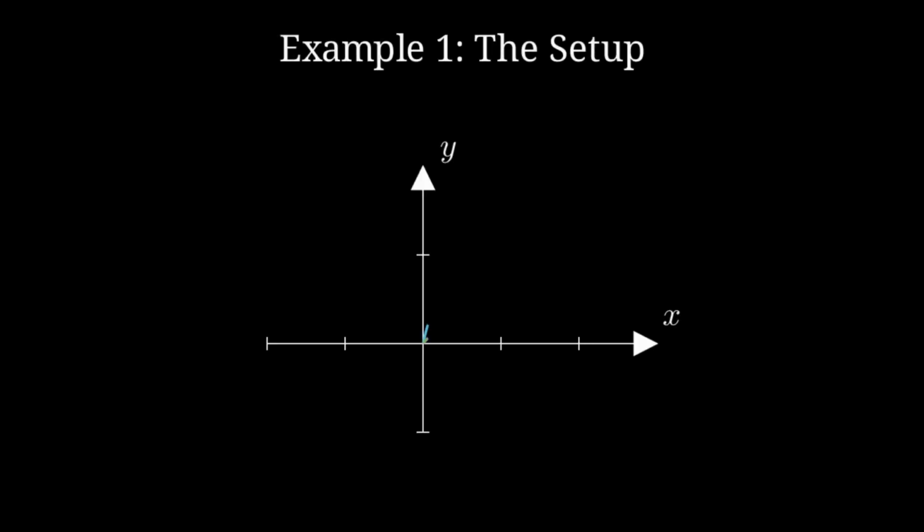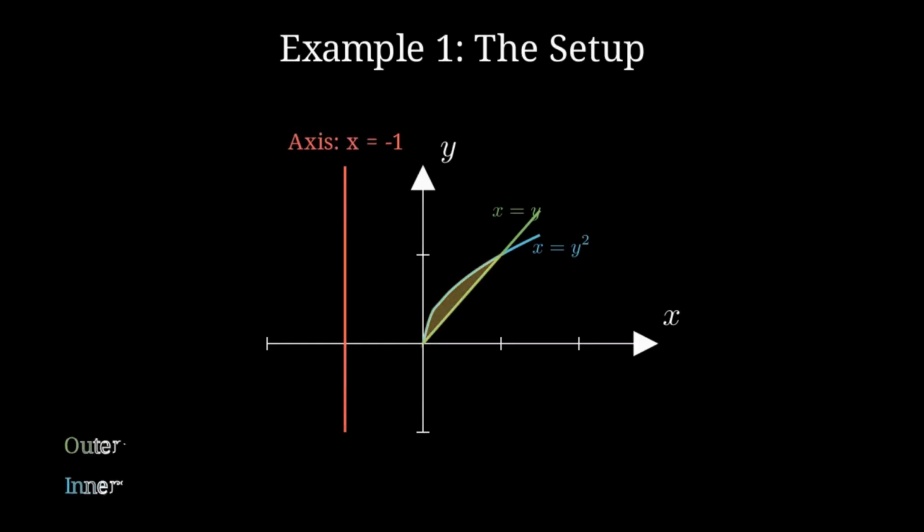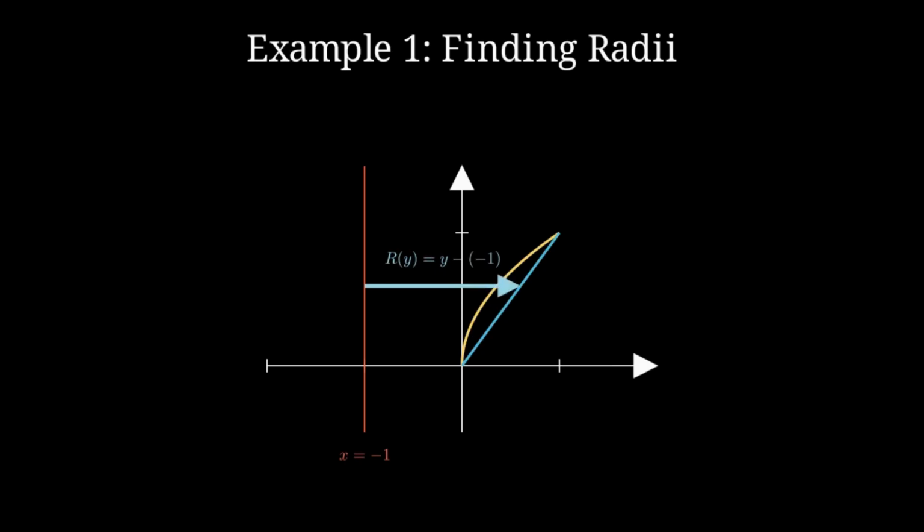We will rotate the region bounded by x equals y squared and x equals y around the vertical line x equals -1. First, we identify our bounds by finding where the curves intersect. Setting y squared equal to y, we find they meet at y equals 0 and y equals 1. Now we find the radii.